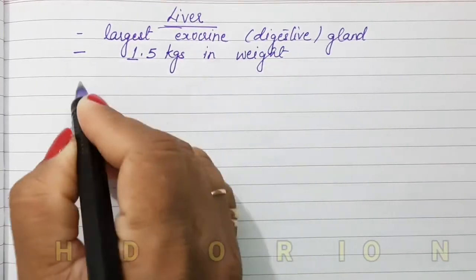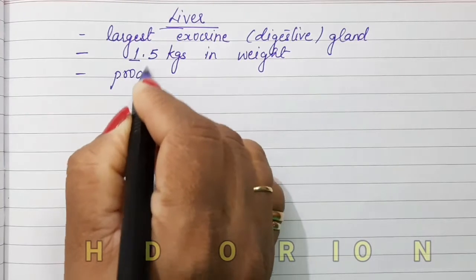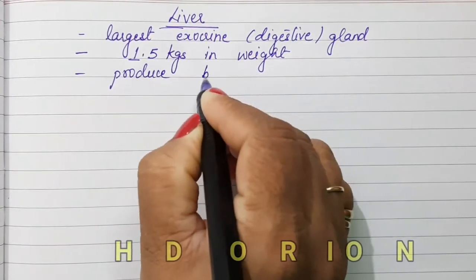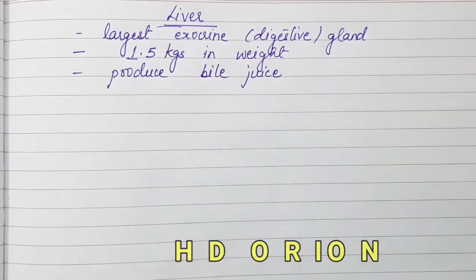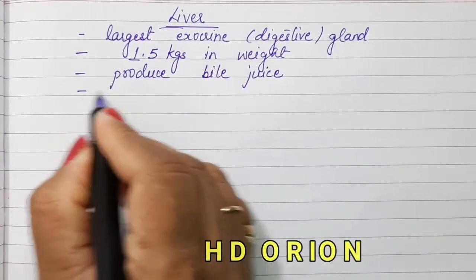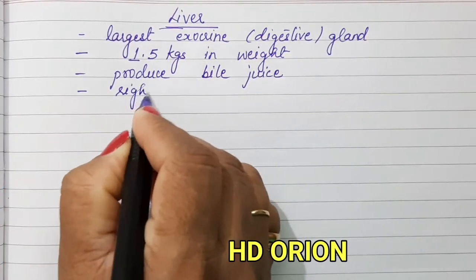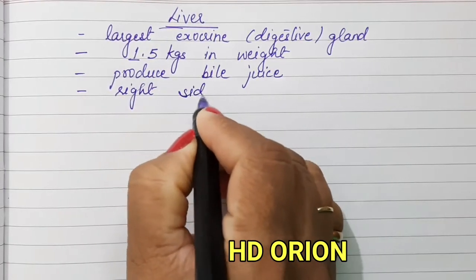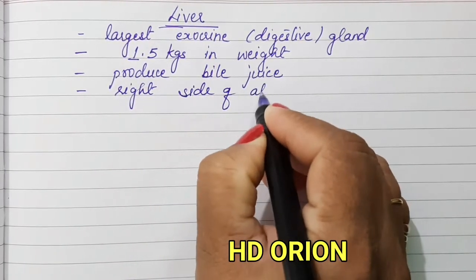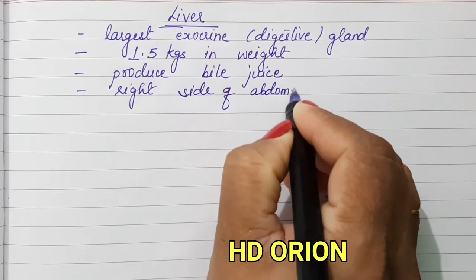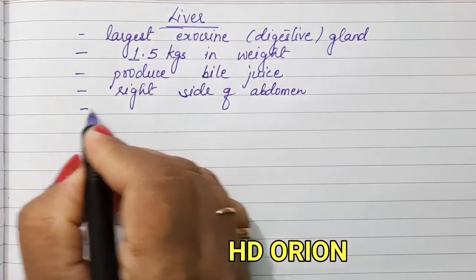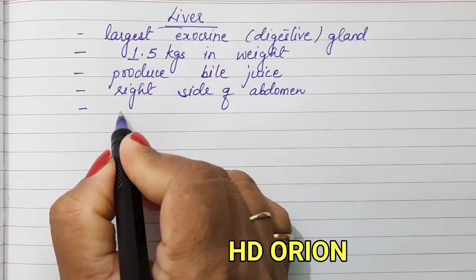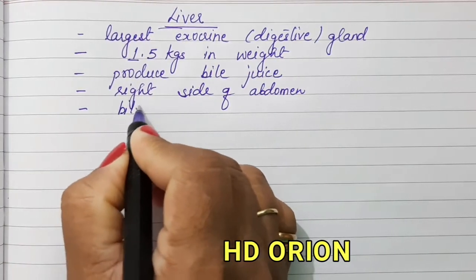The main function of liver is to produce bile juice. Liver is present in the right side of the body in the abdominal region, and the liver does not have the function to produce any enzyme.